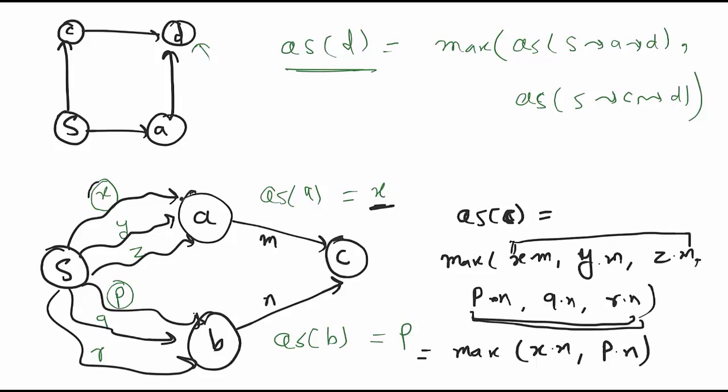We can just reuse the quality score that we have already found out, right? And similarly, we can reuse the quality score of B that we have already found out, which is P. So if I need to find out the quality score of C, then I can simply take X into M and P into N, and find the maximum among both of these, right? Is this okay? This is actually called dynamic programming in algorithms.